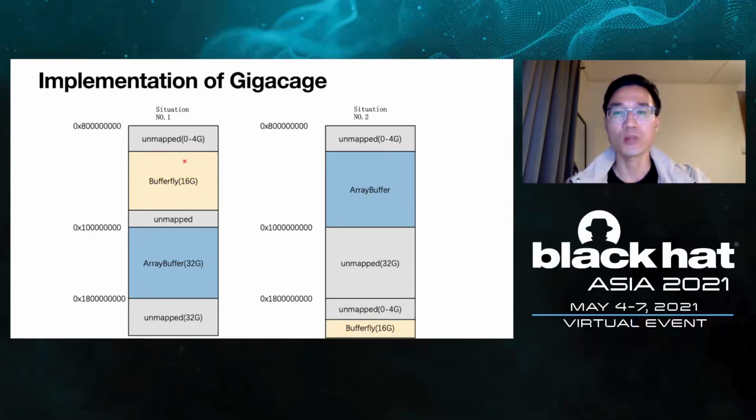Let's look at situation 1. Starting from 0x8 followed by 8 zeros, an unmapped area of 0 to 4 gigabytes will be randomly generated, and then the butterfly heap will be located below. In the second situation, starting from 0x18 followed by 8 zeros, an unmapped area will also be generated, followed by the butterfly heap. In either case, the degree of randomization of the base address is very small.